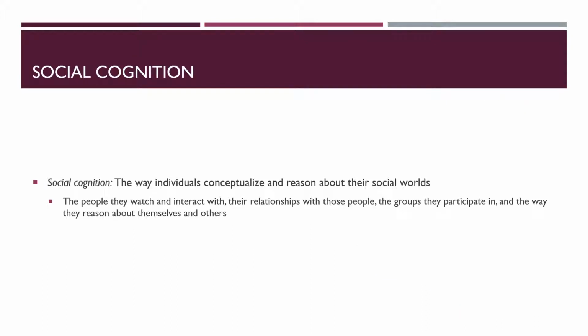All right, and then talking about our last concept here called social cognition. So social cognition is basically the way that we think about and reason about our social world. So cognition, right, is all about the science of thinking, and so the thinking here then is applied to our social world. So we're going to talk a little bit about how adolescents think about their social world, which includes the people that they interact with, the relationships that they have, the groups that they participate in, etc.